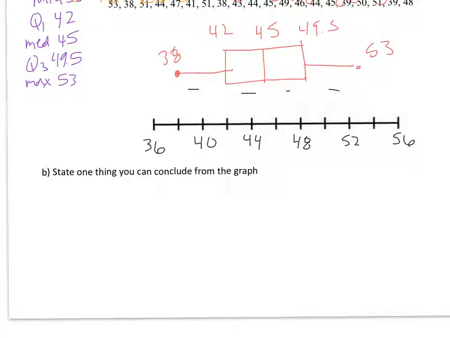Or else you could say 50% of the time the temperature, because remember each section is 25, so 50% of the time the temperature is in between 42 and 49.5.